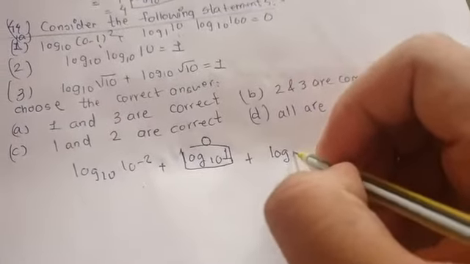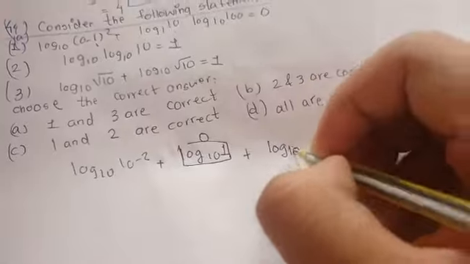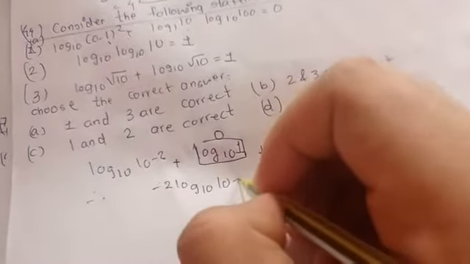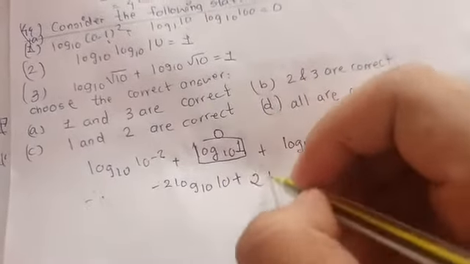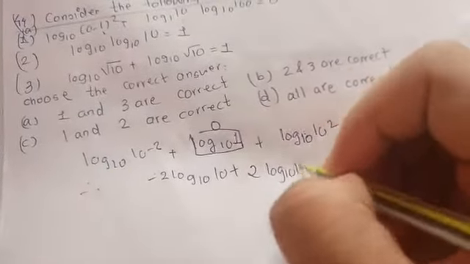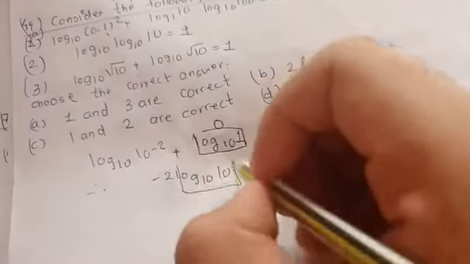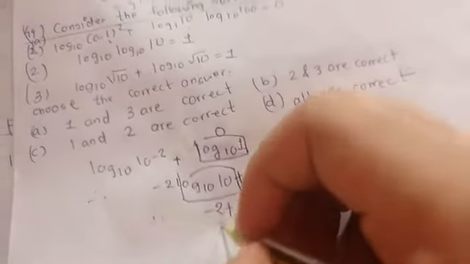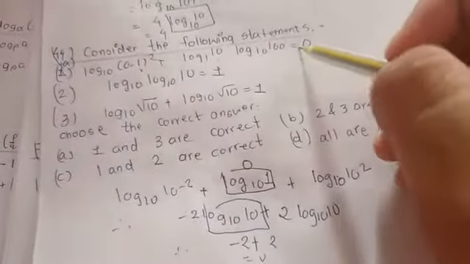This expression log 100 to the base 10 can be written as log to the base 10 of 10 square. Now this can be written as 2 into log to the base 10 of 10. But log 10 to the base 10 becomes 1. So this expression can be written as minus 2 plus 2, which is equal to 0. So option 1 is correct.